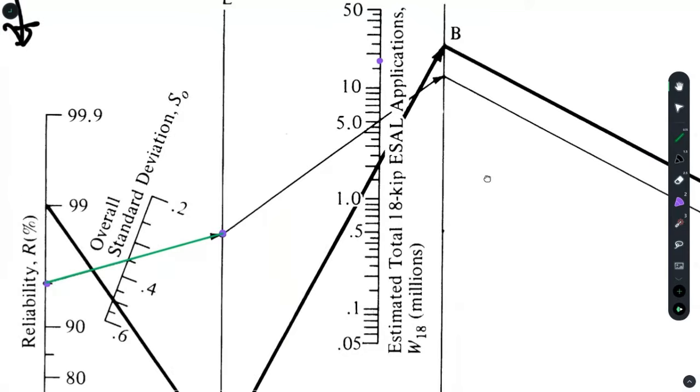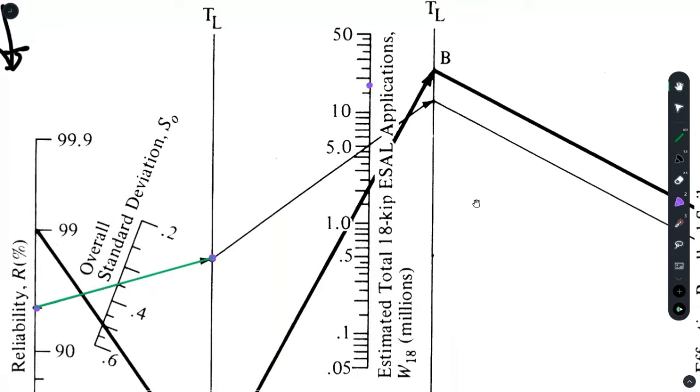Okay, now we'll join ESAL value. Now you can see that we'll join this, and we'll extend it up to the turning line, and for that I will bring it again, and you have a point over here, and it will go like this. Did I make any mistake? I did it before, it will match the point.